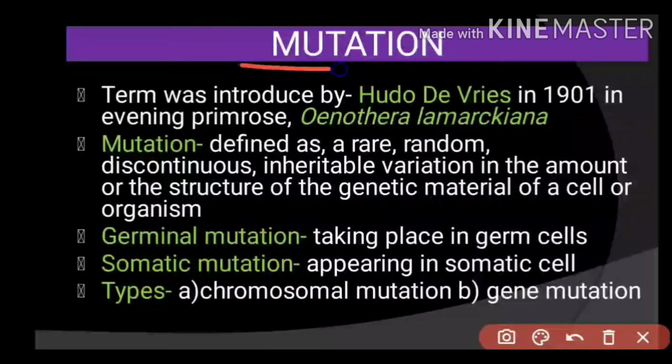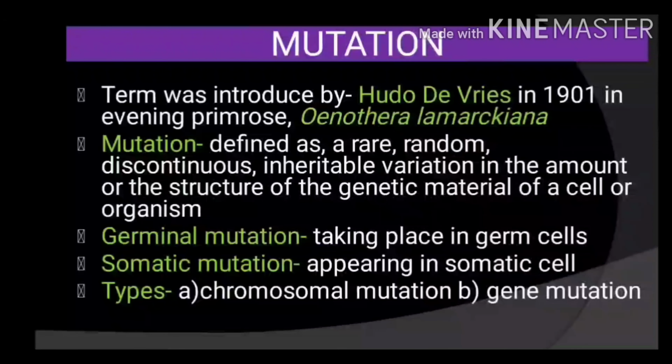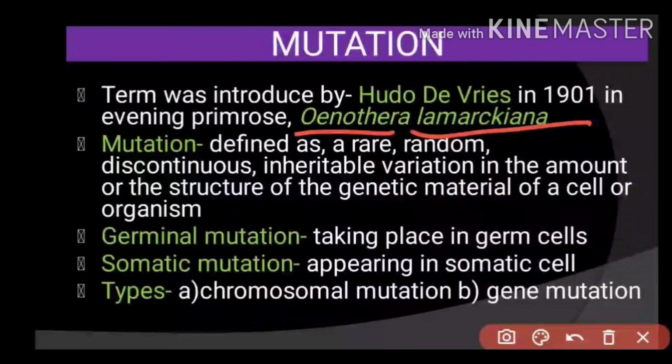So this term mutation was introduced by the scientist Hugo de Vries in the year 1901. Remember the scientist's name, it is very important. Hugo de Vries discovered the term mutation in the plant evening primrose. Its scientific name is Oenothera lamarckiana. So in this plant, Hugo de Vries discovered mutation.